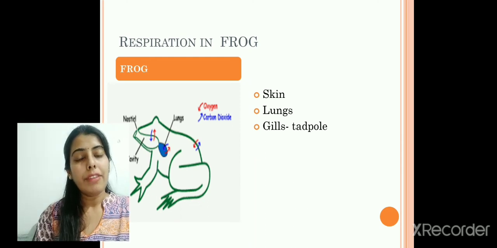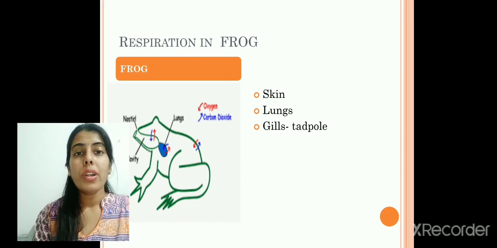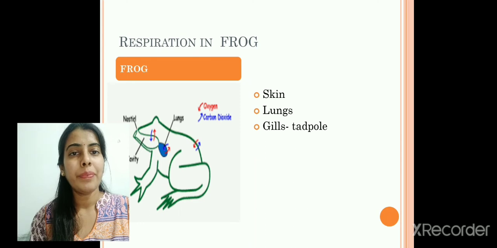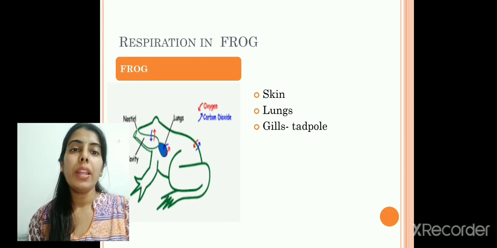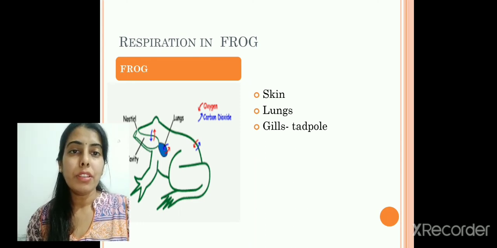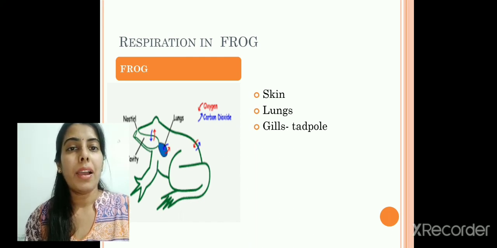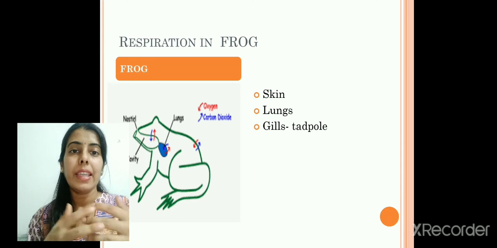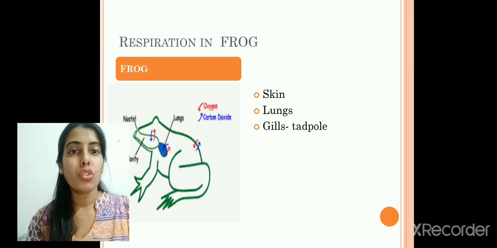So today we have learned in this session what is the difference between breathing and respiration. Breathing is simply exchange of gases, but respiration is when oxygen combines with the food to release energy. We have also learned about respiration in plants. Plants respire through their stomatal apparatus. They can exchange their gases through stomata.